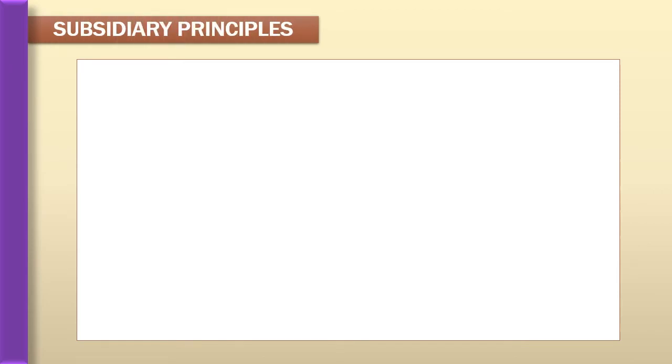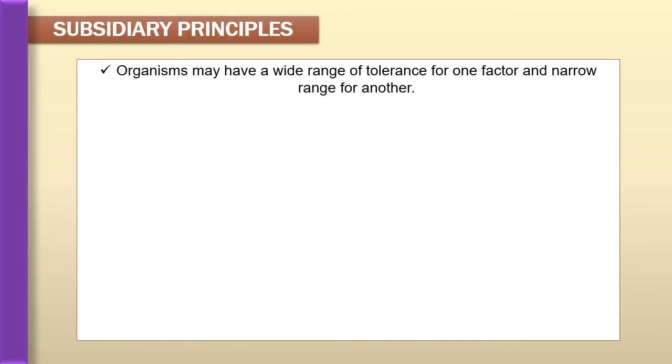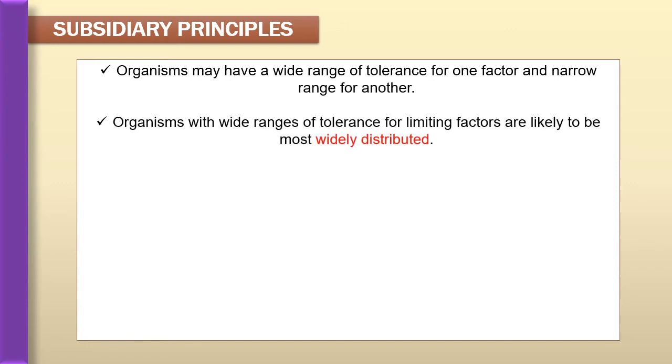Subsidiary principles of Shelford's law of tolerance. Organisms may have a wide range of tolerance for one factor and a narrow range of tolerance for another. Organisms with wide ranges of tolerance for limiting factors are likely to be most widely distributed. An organism with a narrow tolerance range is said to be steno for that factor, and a wide tolerance range is said to be eury. Organisms can be steno with respect to one factor and eury with respect to a different one.